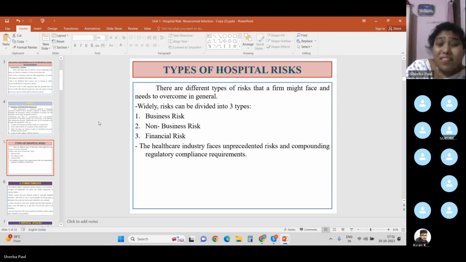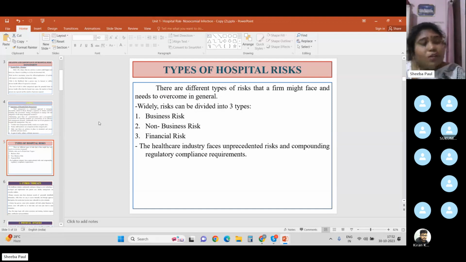The financial risk is when patients are less and the hospital will face financial risk. Okay, so when patients don't walk into the hospital, it is a financial risk. Good. What about business and non-business risk? When a hospital is not competent enough compared with other hospitals, it is also a risk.